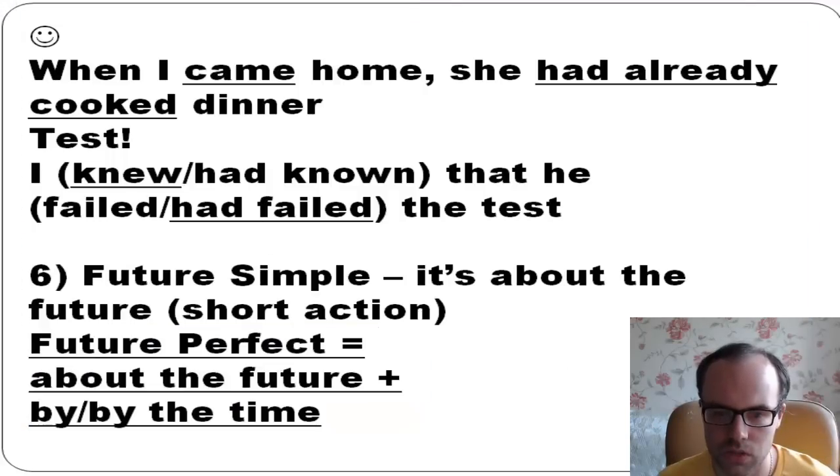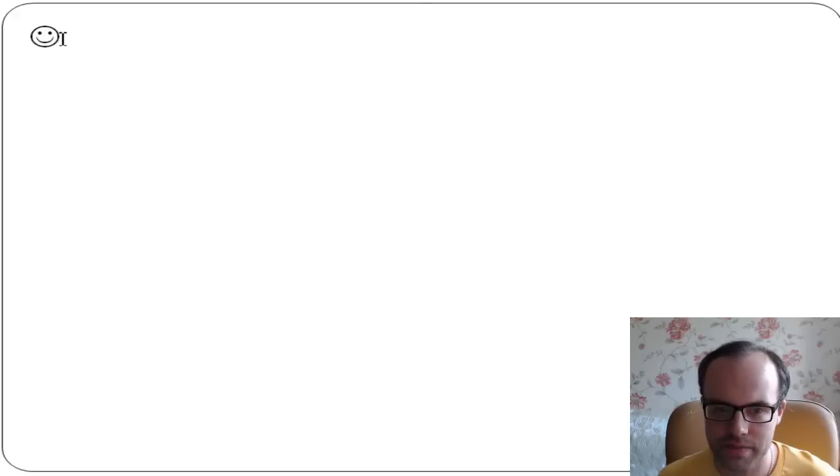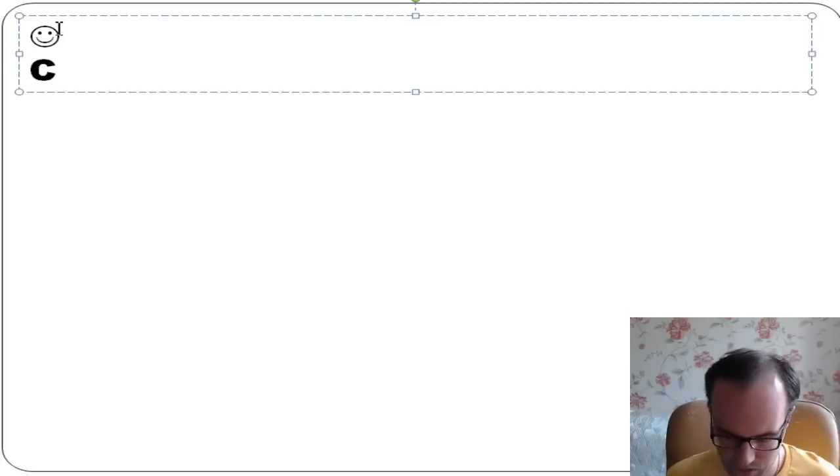Look, yeah? But first let's revise it. So when I came home, she had already cooked dinner. So there is a short test, especially for you. So I knew that he had failed the test. So future simple, it's about the future. It's a short action. And future perfect, it's about the future, but you need to have by or by the time in a sentence. Please compare these sentences.